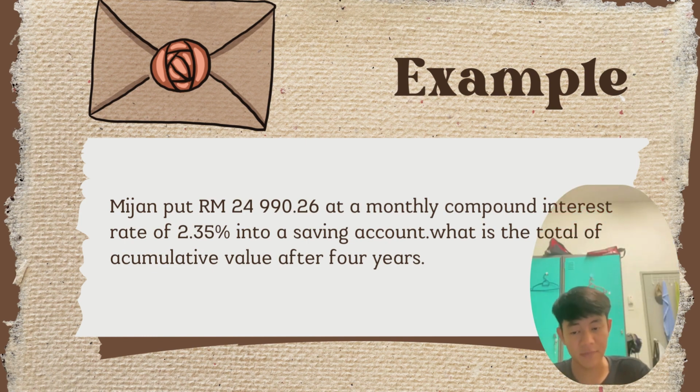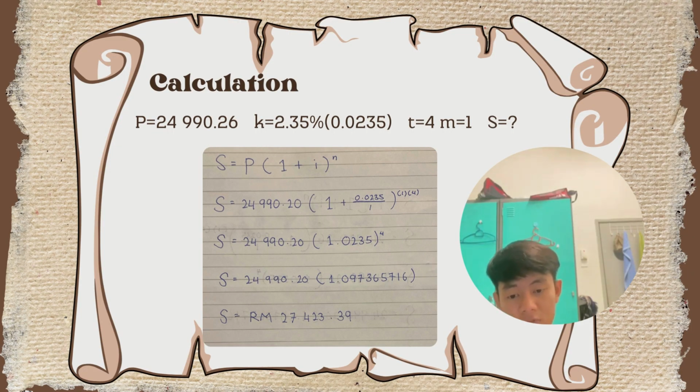The question that has been given is: Mijan put 24,920 sen at a monthly compound interest rate of 2.35% into a saving account. What is the total accumulative value after 4 years? First thing first, we need to find out what the question wants from us. Here we have the keyword: what is the total of accumulative value? Accumulative value, in other words, is future value. In the important terms told by my friend Faris just now, future value is S. So what the question wants is S.